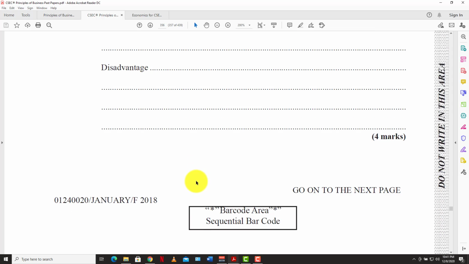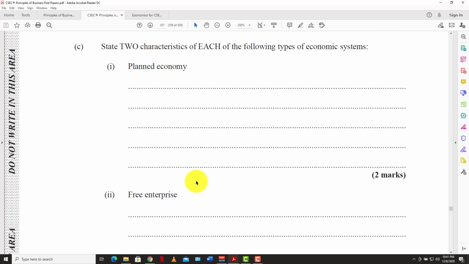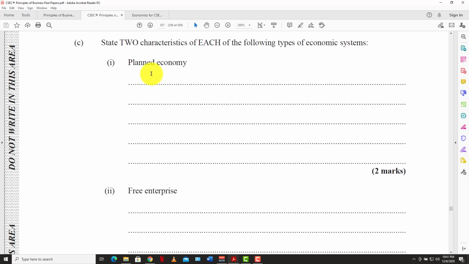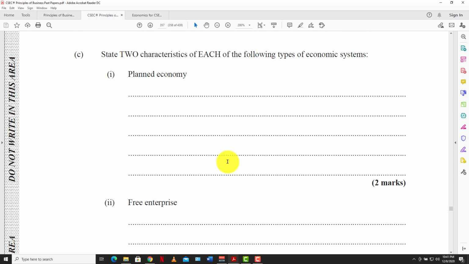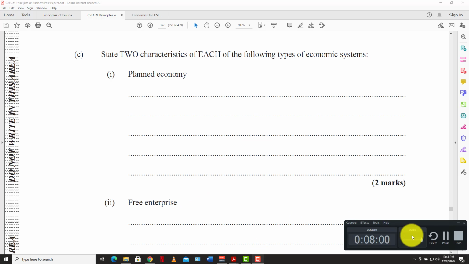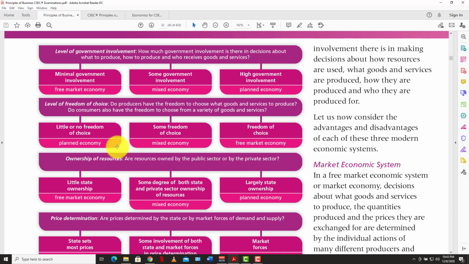Let's roll on to C now. State 2 characteristics of each of the following types of economic systems. Of course, we have the planned, the free market, and the mixed economy. And so they ask for 2 characteristics of each of these economic systems. In the textbook, they have a nice little flowchart to distinguish between some of these economic systems and also show you some of the characteristics on different levels.